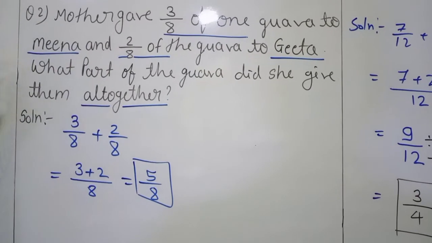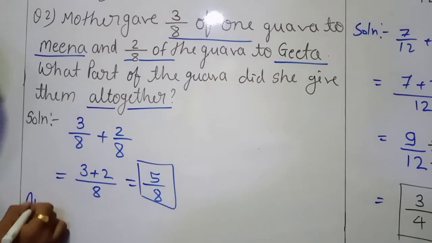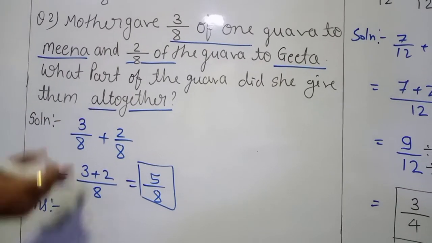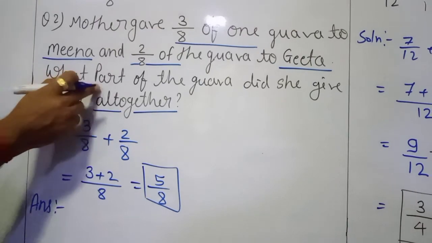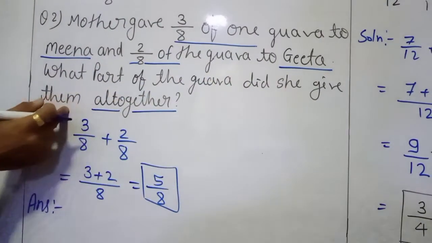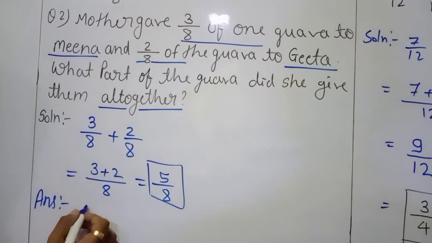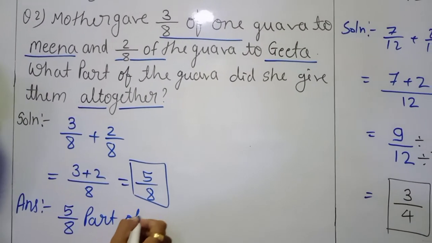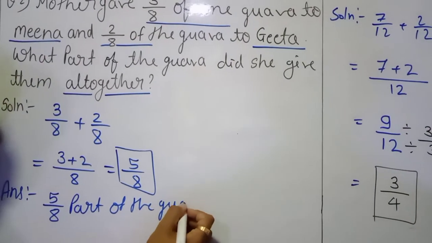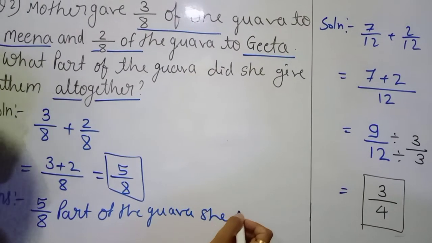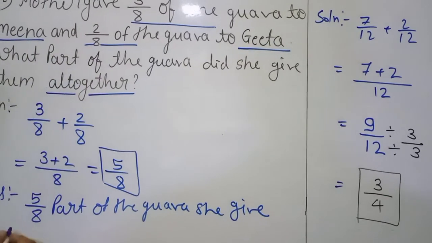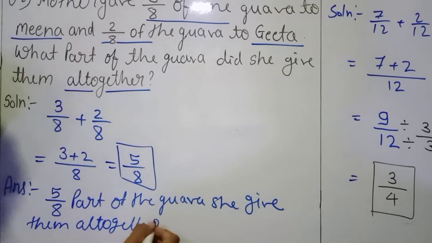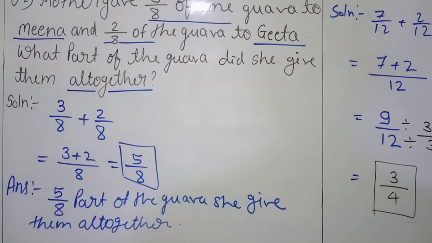But whenever we have a word problem, we have to conclude the sum with the answer, and we have to write the answer in the form they are asking. What part of the guava did she give them all together? So 5 upon 8 part of the guava she gave them all together. The answer should be in the form they are asking.